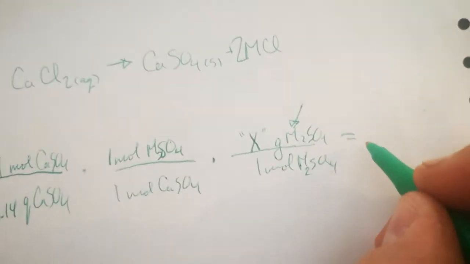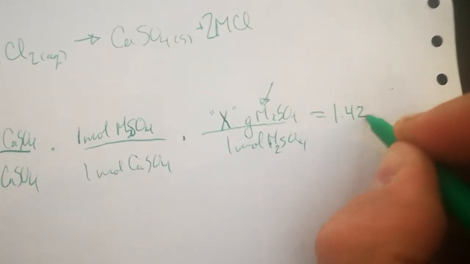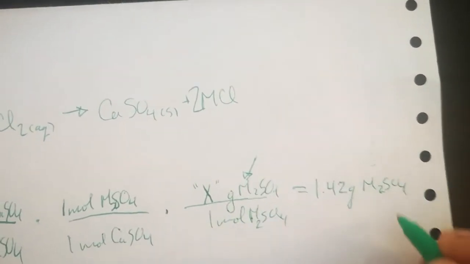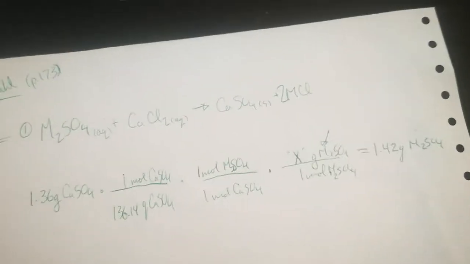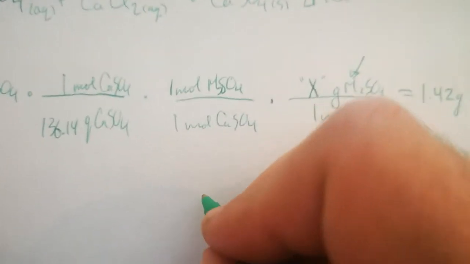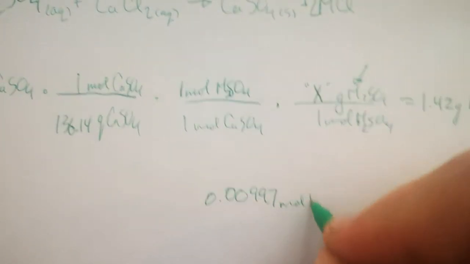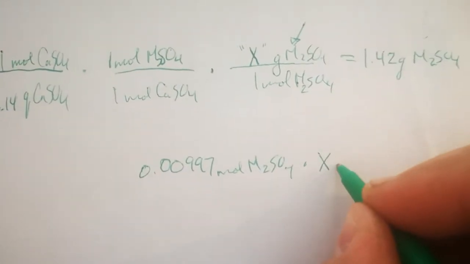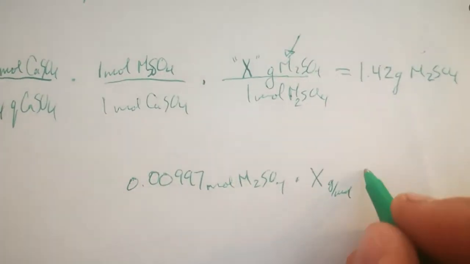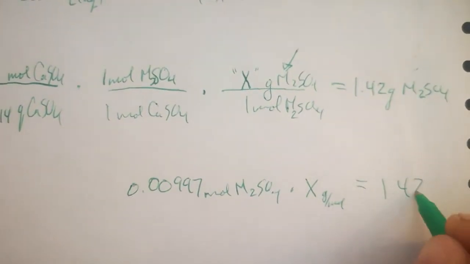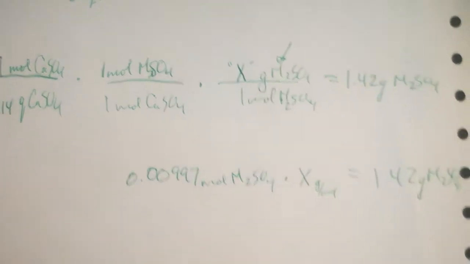But what we do know is that this number is 1.42, because that was the initial mass we were given of M2SO4. All right, so now we know all this. Now we can do a little bit of simplification here, and I believe what we end up with is 0.00997, somewhere around that, moles of M2SO4 times X, and that's in grams per mole, that's our molar mass, is going to be equal to 1.42 grams of M2SO4.